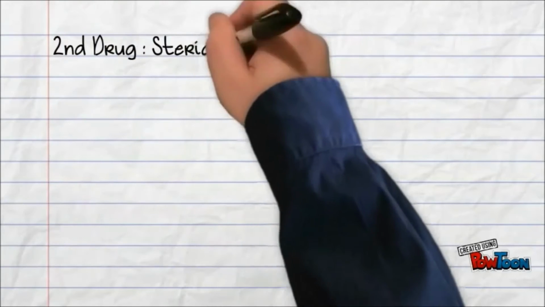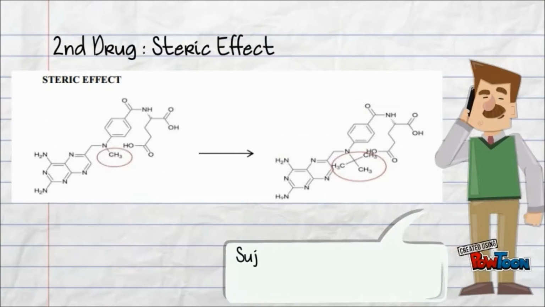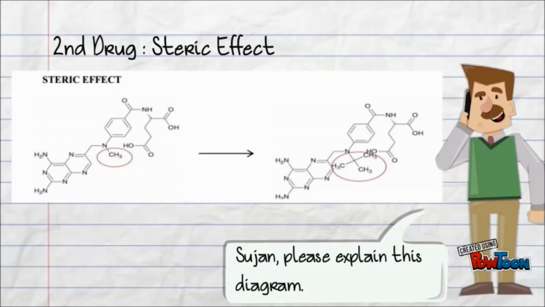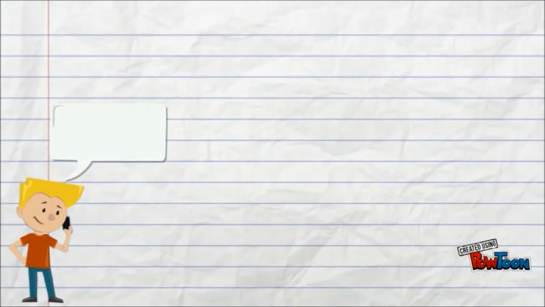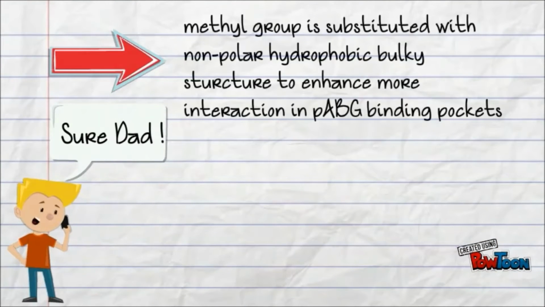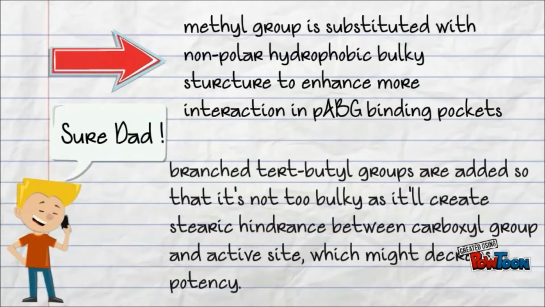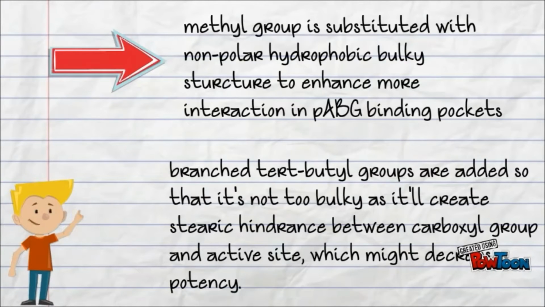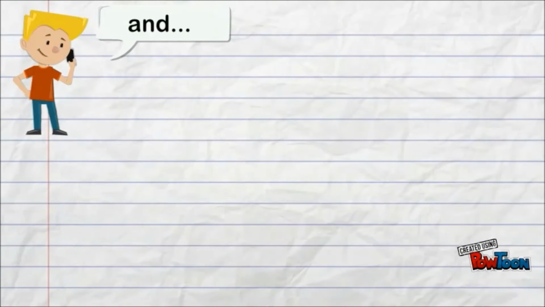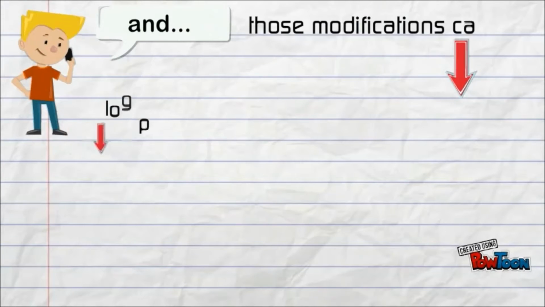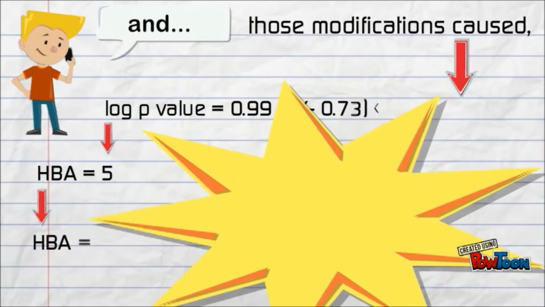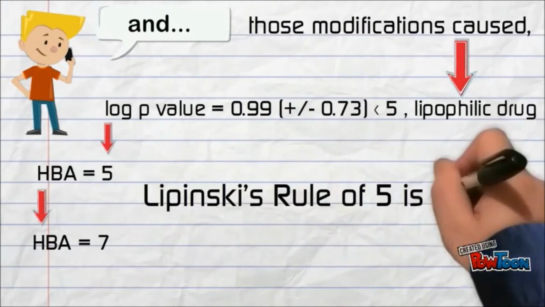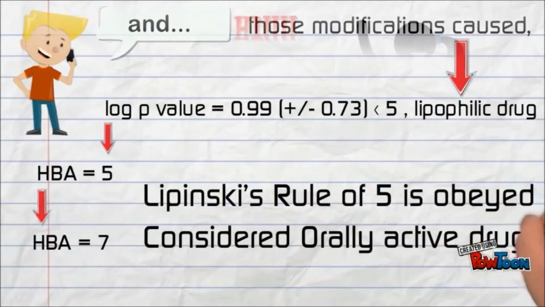Second drug is on steric effect. Alright, the methyl group is replaced with a hydrophobic bulky structure to increase interaction in the binding pockets. The added groups are not too bulky, to prevent steric hindrance that would affect potency. As a result, Lipinski's rule of 5 is obeyed and this drug is considered orally active.